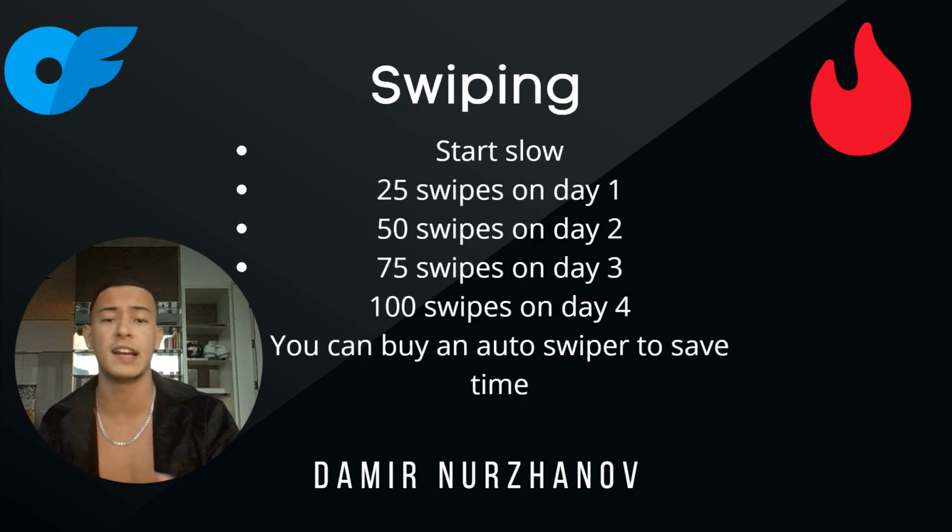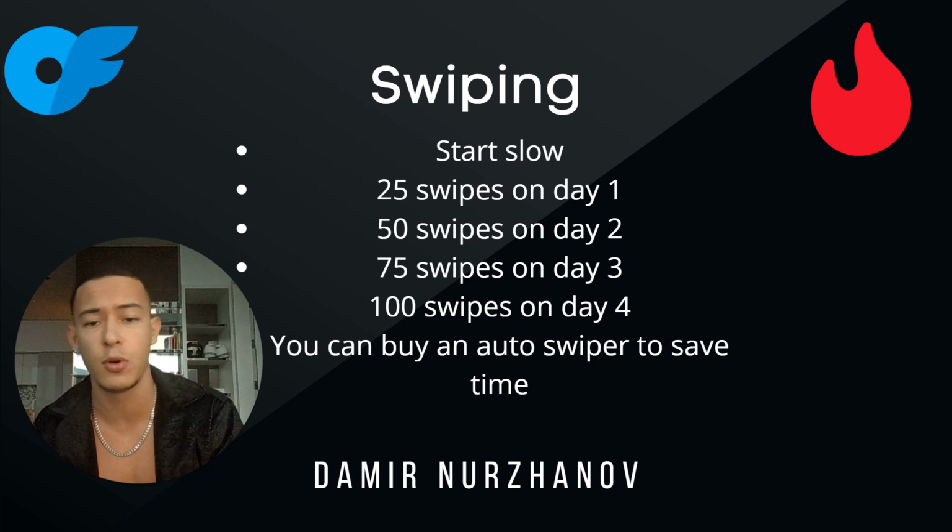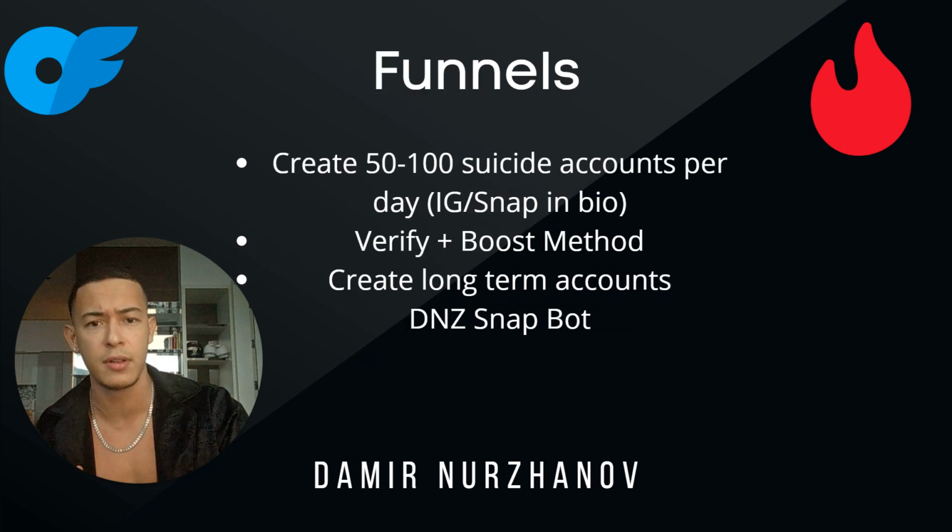Now, swiping, you want to start slow. 25 swipes on day 1, 50 swipes day 2. Just follow this guide. It should be okay. You can buy an auto swiper to save time. You don't want to be sitting there and swiping. You don't want a VA to be sitting there and swiping. I'm going to talk about the DNZ bot right now.